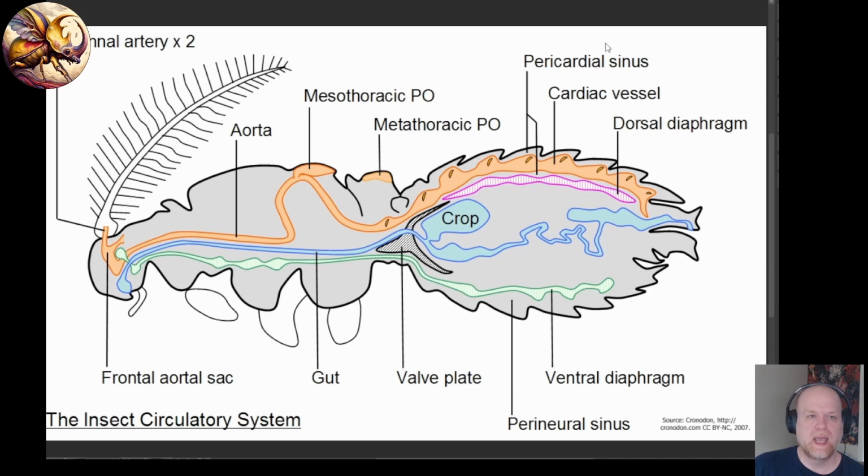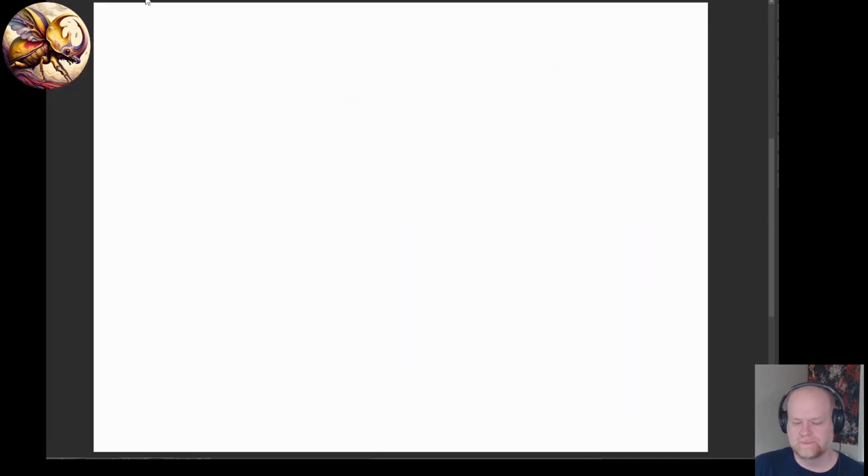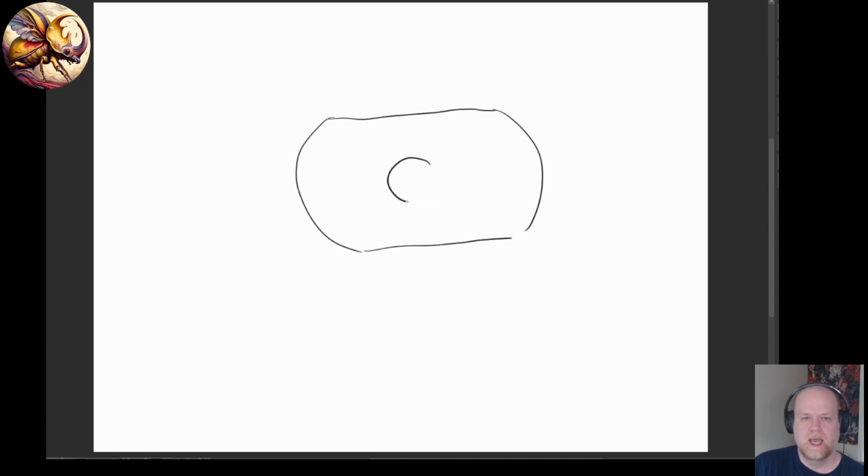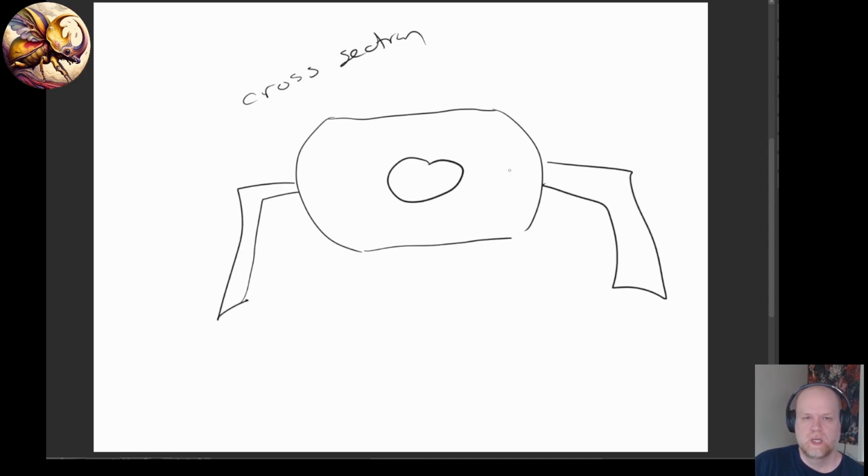So, going back to the very beginning, when we talked about the fundamental structure of insects and the fundamental cross section of an insect, you have the individual metameres. This is a cross section. And so you have the legs coming off the side. And in the middle, you have the gut. On the bottom, you have the nerve cord. So this is the ventral nerve cord. And on the top, you have the heart or the dorsal vessel.